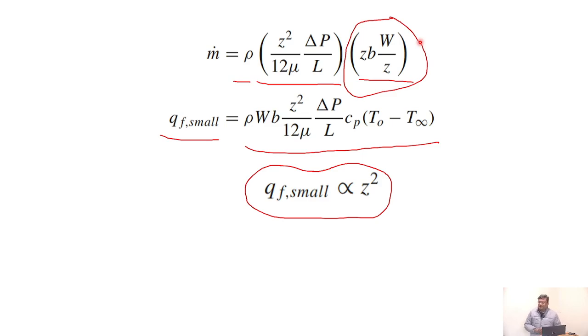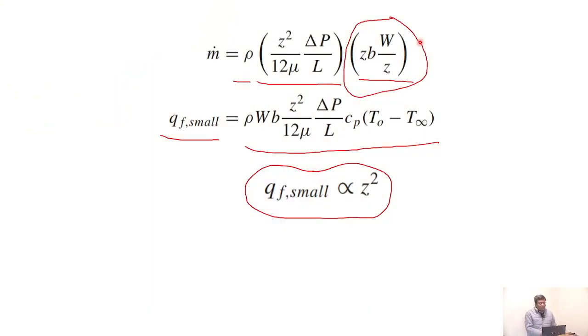What is W by Z, if anybody remembers? Number of fins, right? Multiplied by ZB, which is the cross-sectional area. So this thing where my pointer is, it's the total area, right? So rho u bar A. And if you do all that, then you get m dot. And m dot Cp T naught minus T infinity will give you this. So leaving other things aside, we can see that Qf small is proportional to Z squared, right?